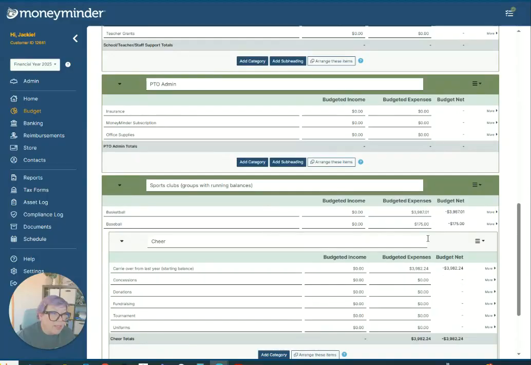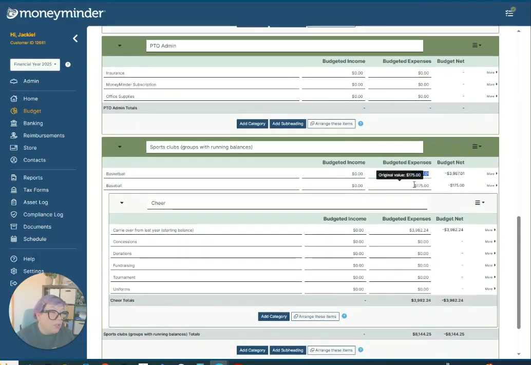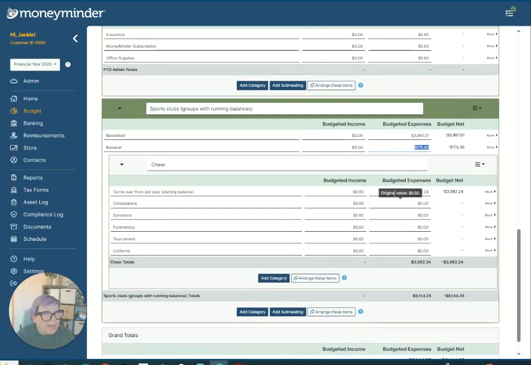We're going to scroll down, and we're going to type in, this was 500. Now we're going to put in 3,987.01. That was the ending balance for basketball. We're going to change the $500 from last year to $175. That was the ending balance, so the starting balance for baseball. And lastly, we're going to rename that budget. Last year it just said starting balance of $500. We're going to rename it to carryover from last year so that it makes more sense for this year. So that's our carryover from last year, and that's how much they started with.